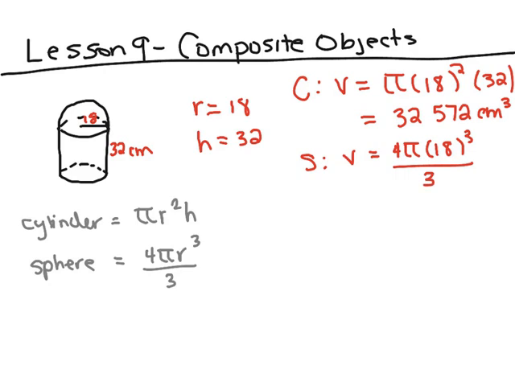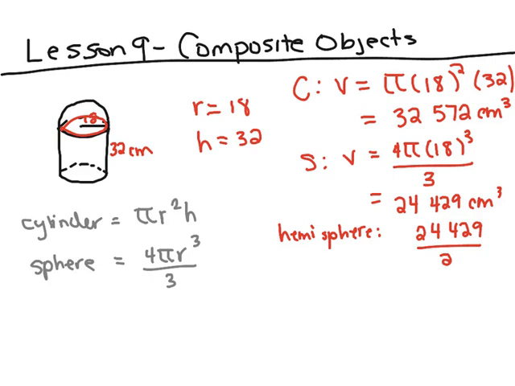To find the sphere, the volume will be 4 pi times r, which is 18, cubed, divided by 3. Type this all into your calculator, and you should get 24,429 centimeters cubed. Now we only want half of the sphere because we only have half on our composite object. So to find the hemisphere, we'll take 24,429 and divide it in half.